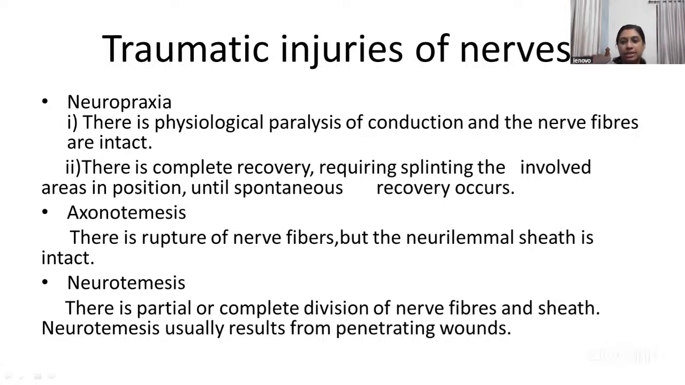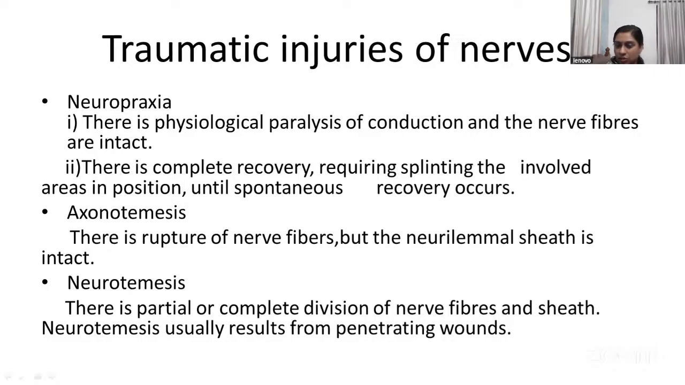Okay. Next is somewhat more severe than neuropraxia, that is axonotmesis. Then there is some amount of rupture of the nerve fibers, but the neurolemmal sheath is intact. So recovery is possible in case of axonotmesis also, since the neurolemmal sheath is intact. So what is the neurolemmal sheath?